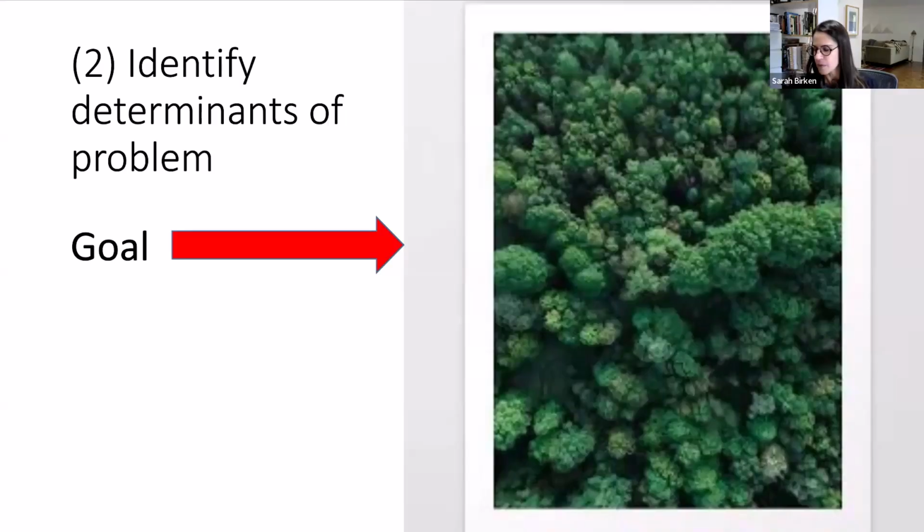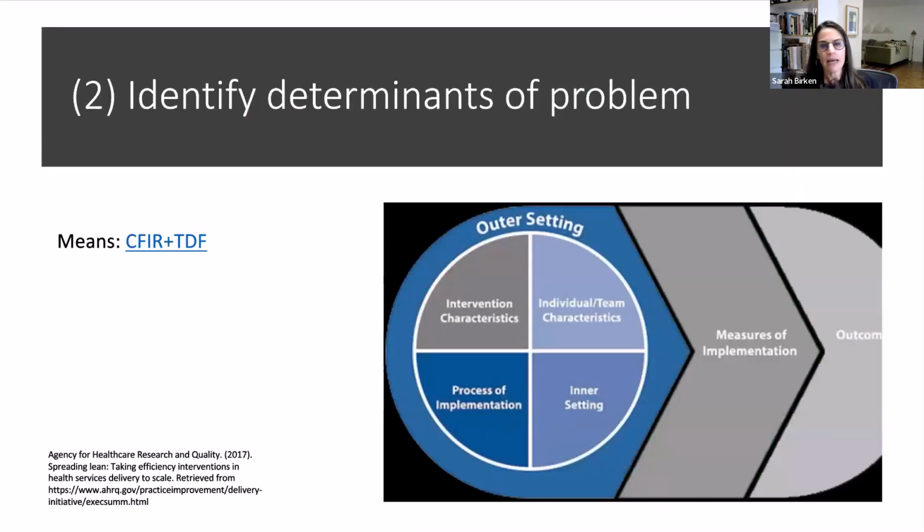So I often will use a combination of the consolidated framework for implementation research and the theoretical domains framework. And the reason I do this is because I think of the consolidated framework for implementation research as getting primarily at what's happening with the organizations, with a little bit about individual or team characteristics, but not much. And so the theoretical domains framework drills down to domains related to individual behavior.